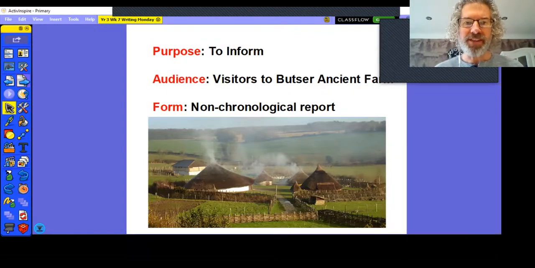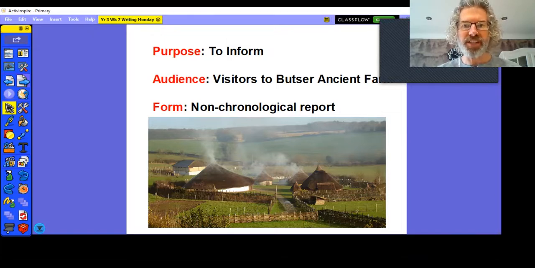So this time we are saying goodbye to our dragons and starting our whole new topic on early man. And hopefully you've already started to do some learning about that if you've completed today's reading task. So for writing, our purpose is to inform. We need to give information to the reader. The audience are visitors to Butser Ancient Farm. More about that in a moment.